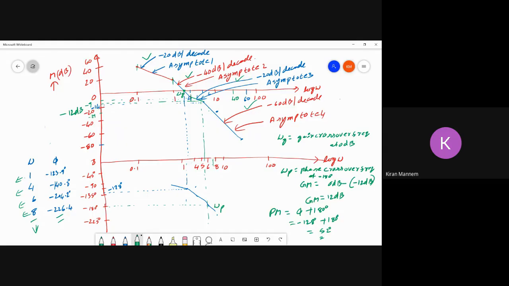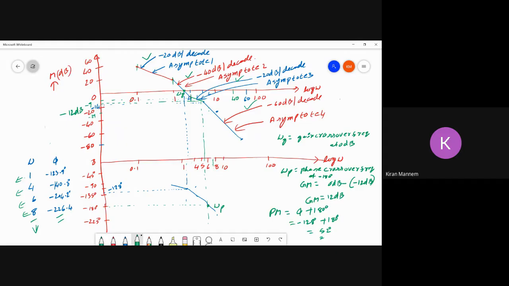So what is gain crossover frequency? It is the frequency at the 0 dB line. So this is your omega g. This is your magnitude plot. Wherever it touches the 0 dB line, that is your gain crossover frequency. In the phase plot, we should find out the phase crossover frequency. So find out the omega p at minus 180 degrees. So this is your phase crossover frequency.